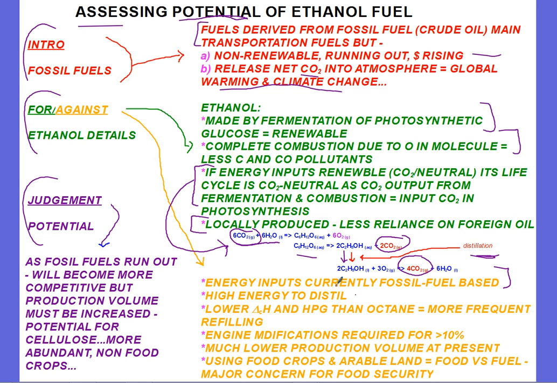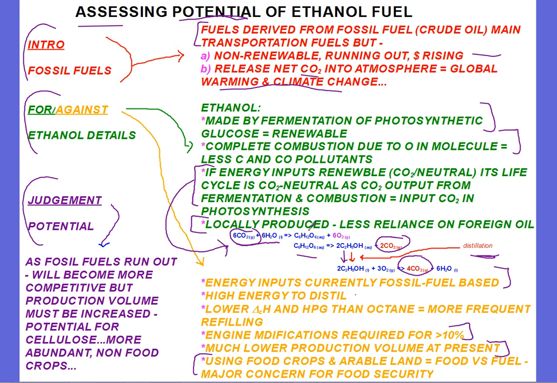You require high energy to distill. Ethanol's got a lower molar heat of combustion and heat per gram than octane, which means you've got to have more frequent refilling or carry more fuel. You need engine modifications for more than 10% ethanol fuel. You've got much lower production volume than current petrol, and also using crops and arable land, which leads to the whole food versus fuel debate. The fact that we've got a major concern about food security and food prices if we were going to use food crops to make ethanol.